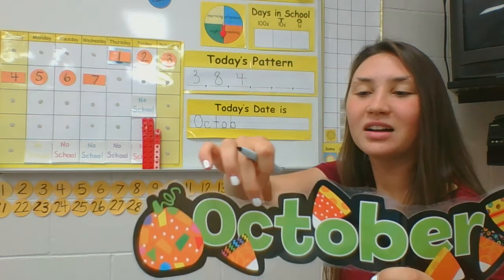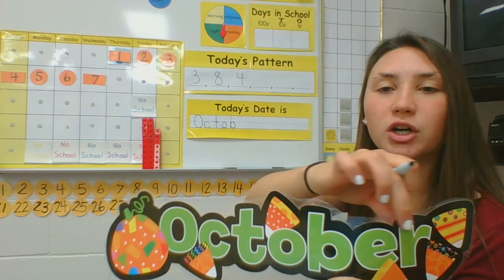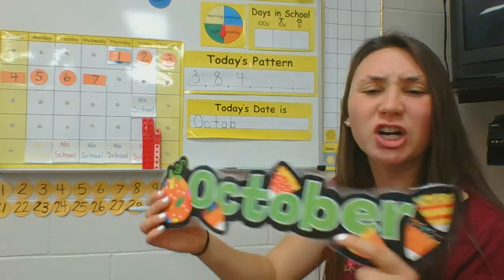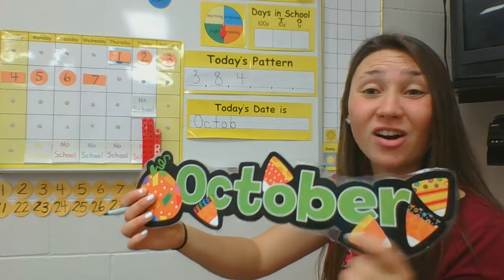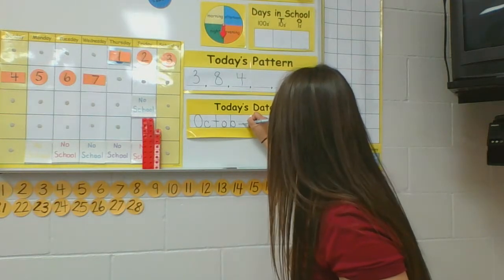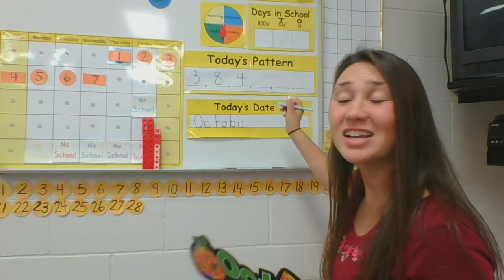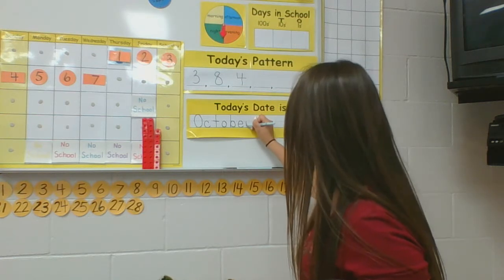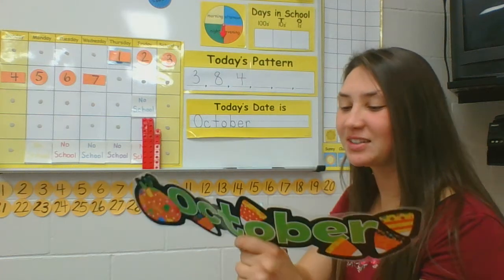So we have O, C, T, O, B. Two letters make the er sound. Yep, ER. So go ahead and put ER at the end of October. You can make a line in the middle and go around. And then your last R is just a line with a little hook. October, very good, boys and girls.